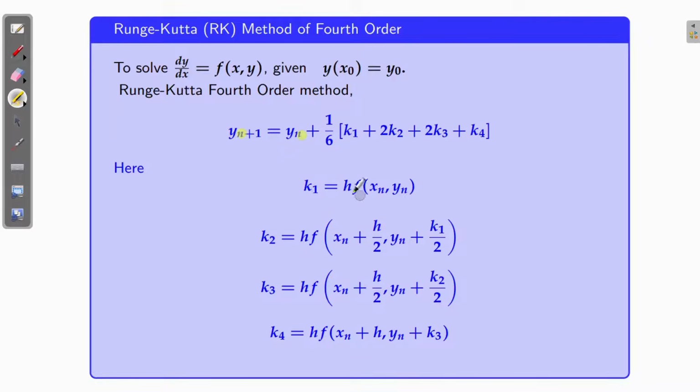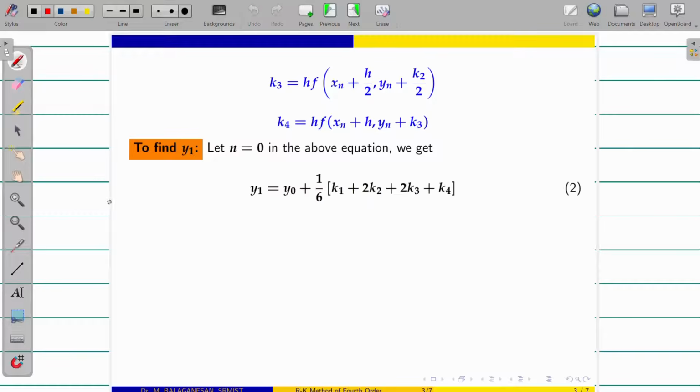So here it will be 0, here it will be 0, here also 0, here also 0, here also 0, here also 0, here also 0. If you are giving n equal to 0, this is the entire formula for the RK fourth order method. The entire formula, you have to give n equal to 0. Right. Give n equal to 0, this is what we will get.